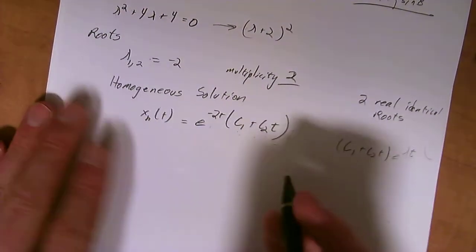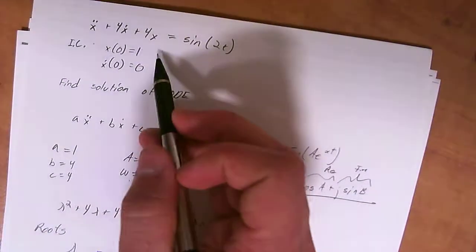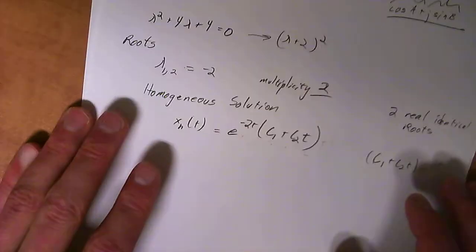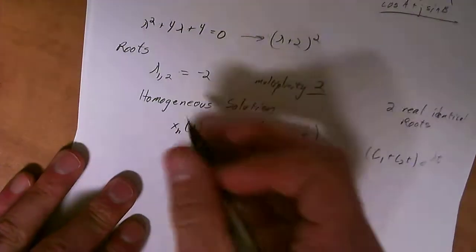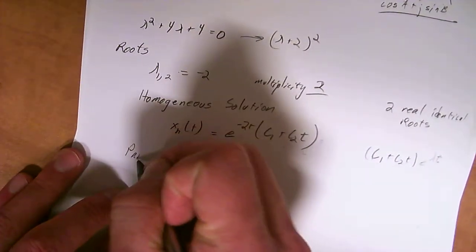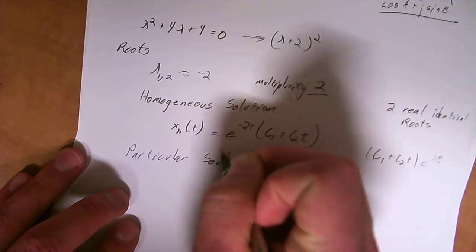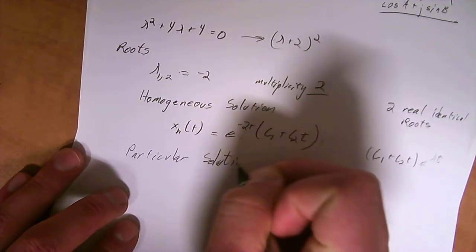From there, you can just let it sit. Now we have to find the particular solution, because since this ODE is non-homogeneous, it's not equal to 0, you need to solve it out. Okay, so the particular solution then.